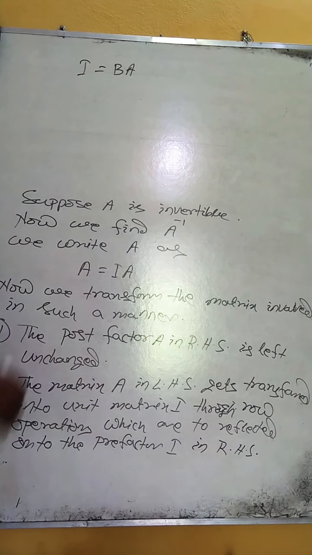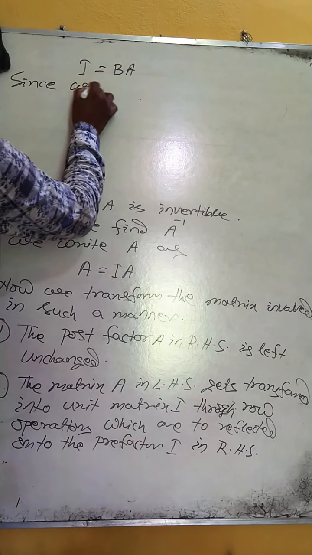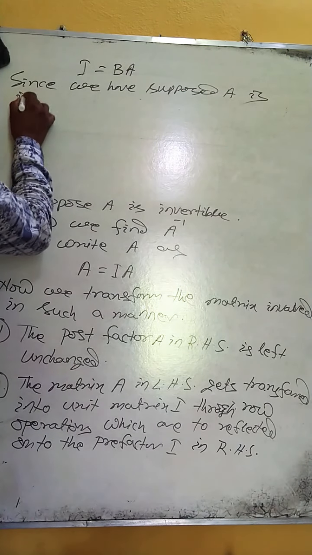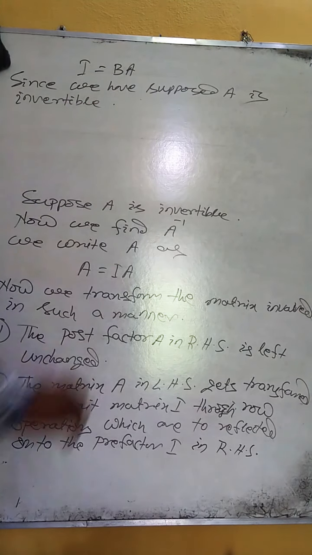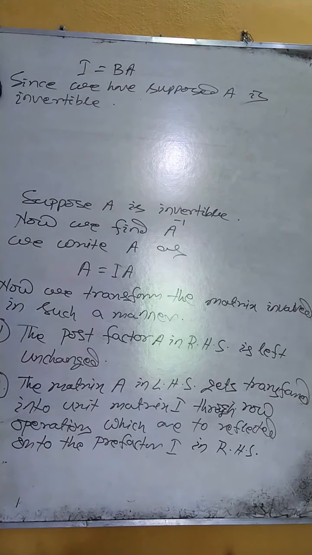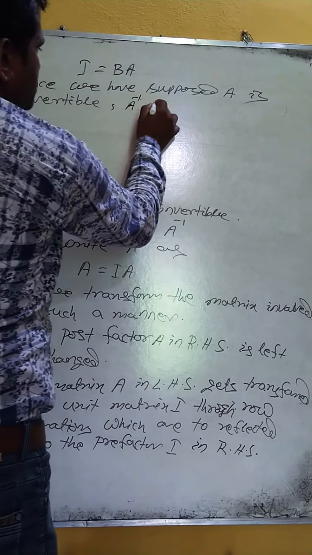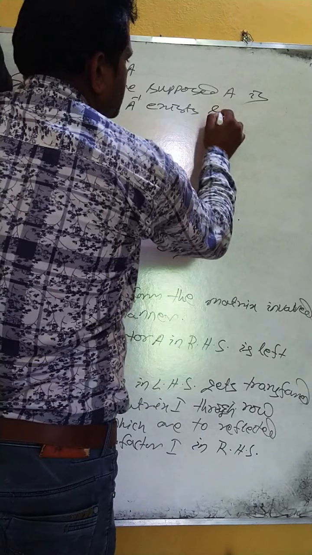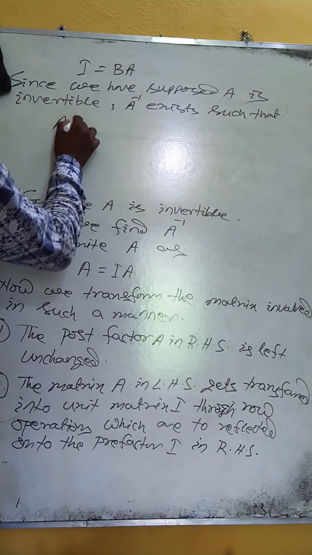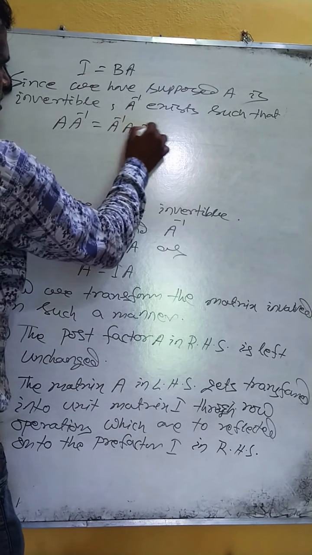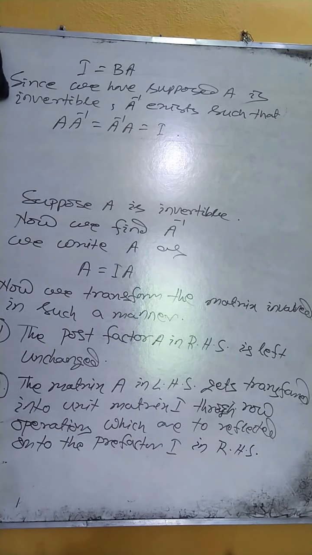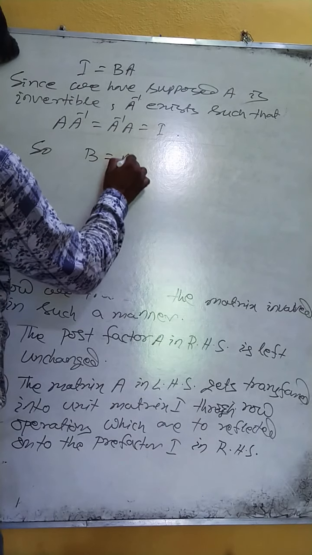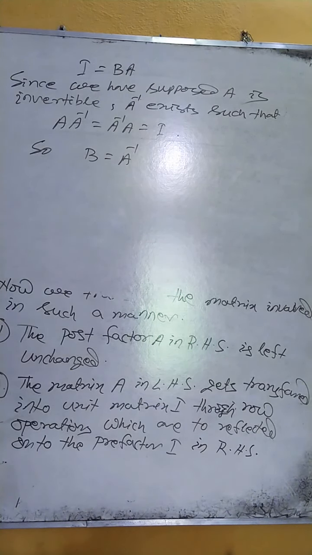Okay, since we have supposed capital A is invertible, A inverse exists such that A into A inverse is equal to A inverse into A, which is equal to I. So B is equal to A inverse.